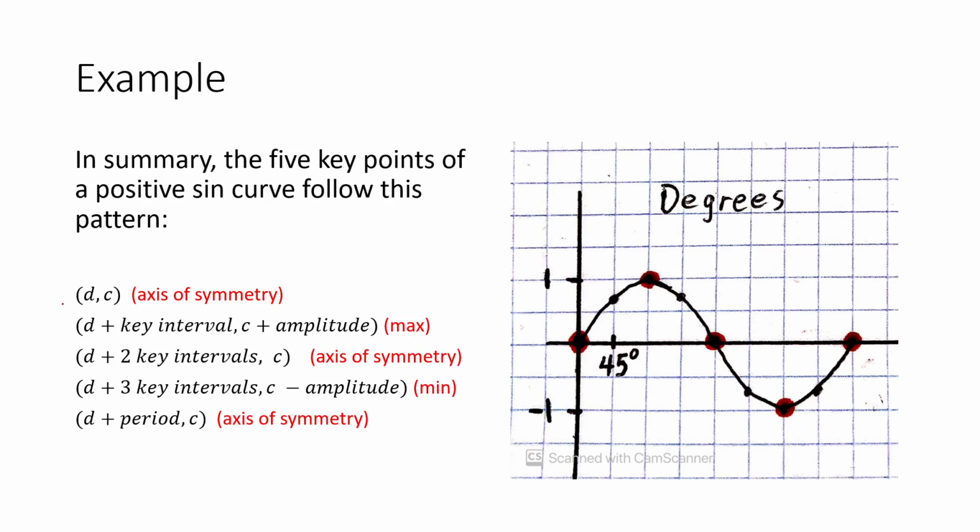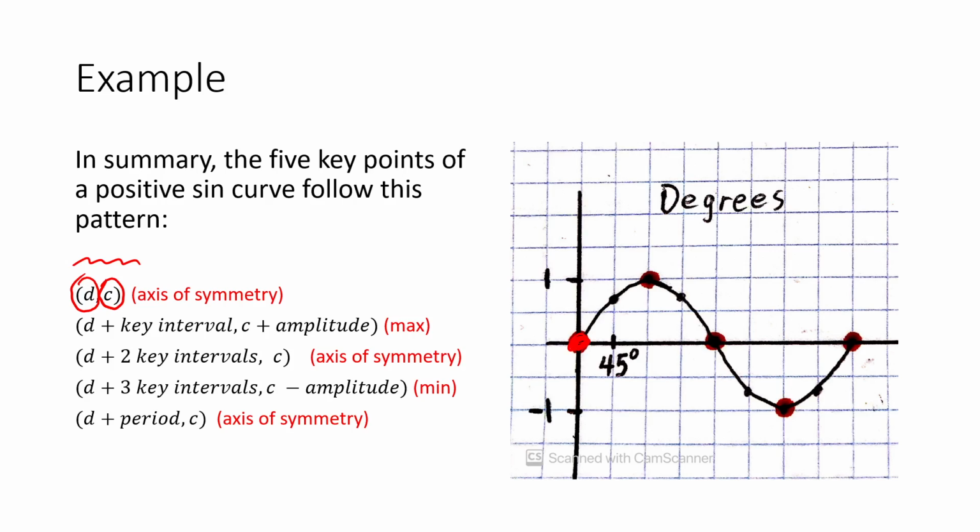Okay, so our 5 key points, we said earlier in the lesson that the first x value of the first point will be d. Now, when you look at a positive sine curve, we see that the first point starts on the axis of symmetry. Well, that means when we graph our transformed function, our first point needs to be on the axis of symmetry, so our first point will have a y value of c. So we already know our first point of our 5 points will be (d, c). All right, well, very good.